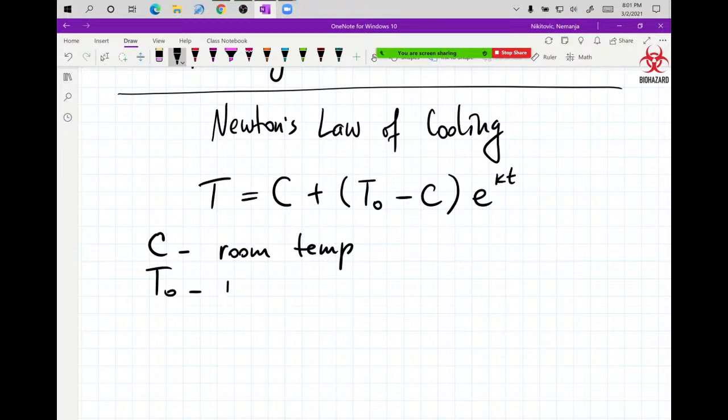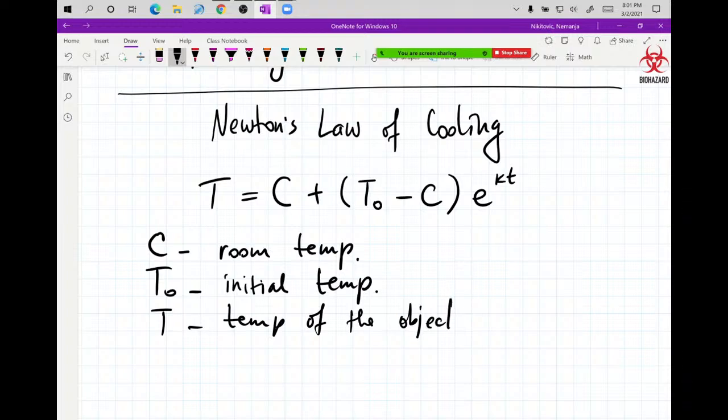T0 is the initial temperature. I'll explain what that is for. And T is the temperature of the object. And then you have your t, lowercase t, which is time. Now that's minutes or hours, depending on your application.